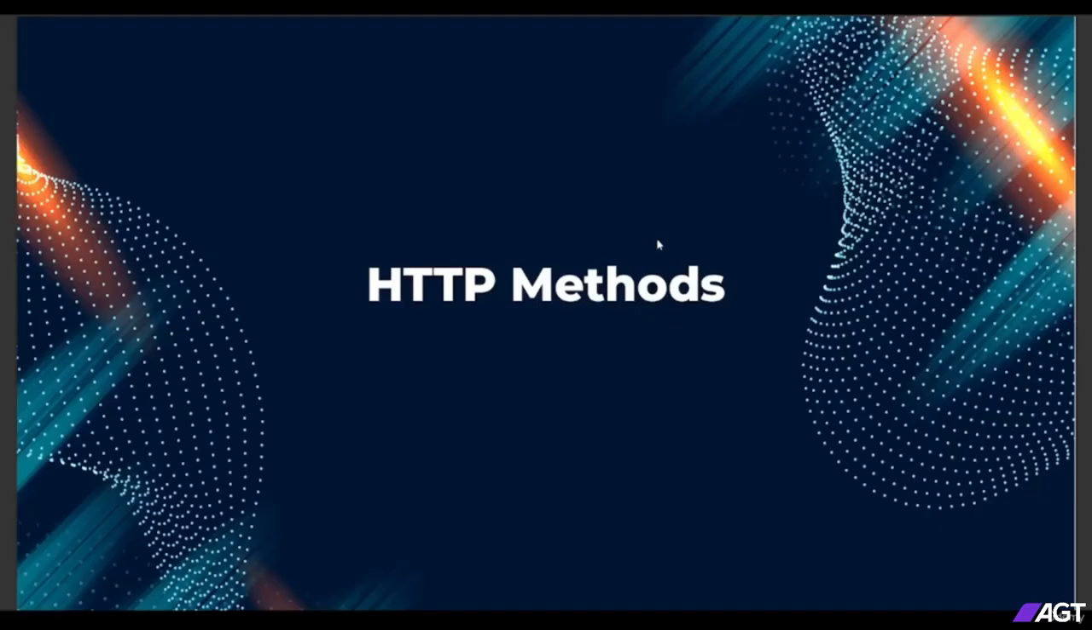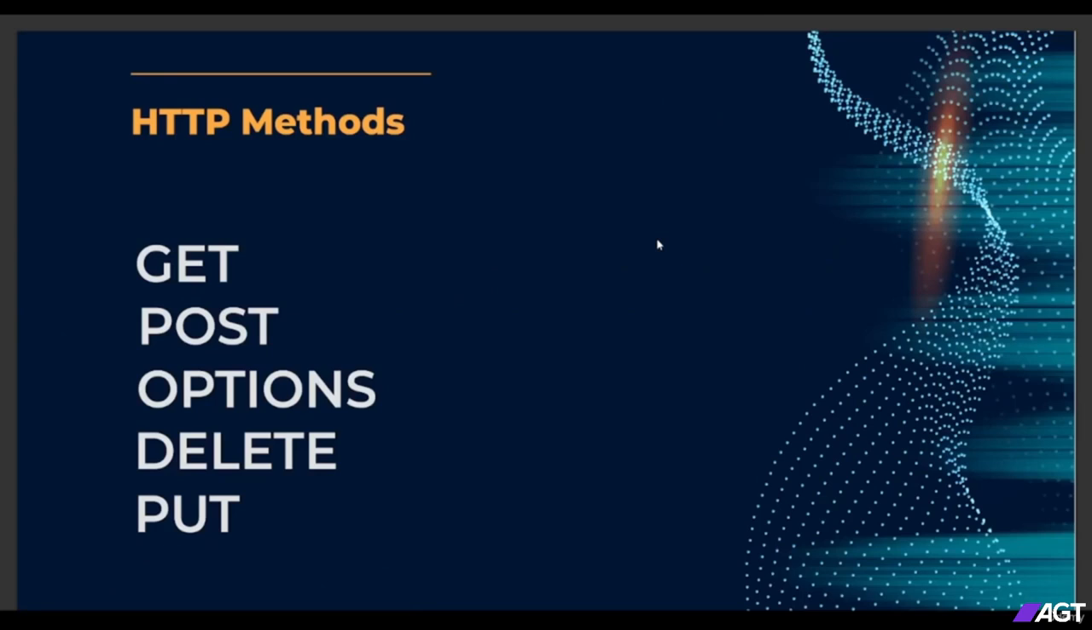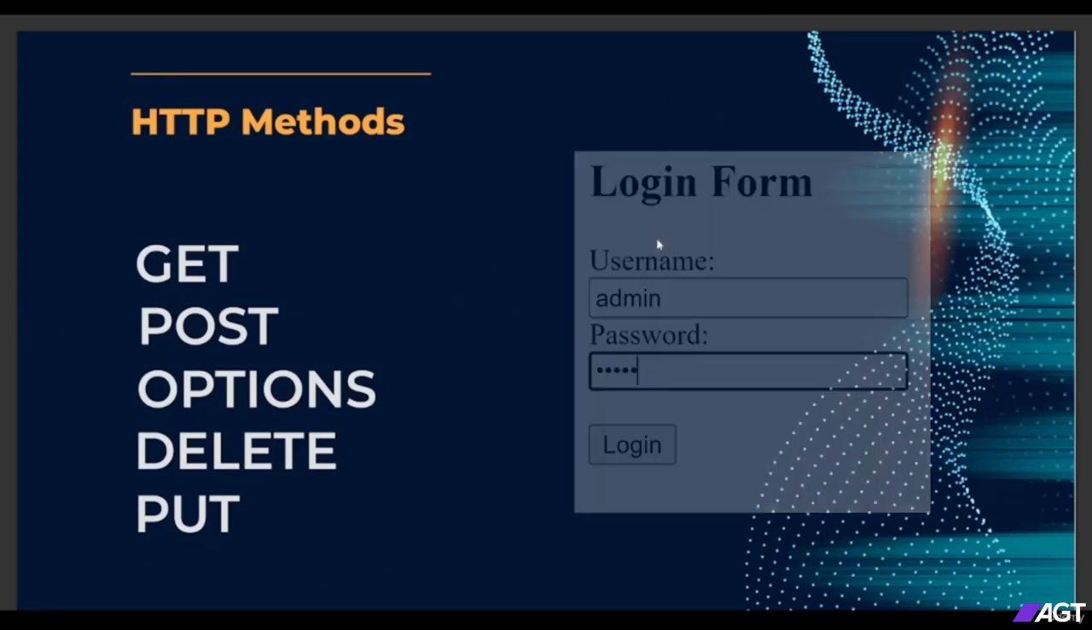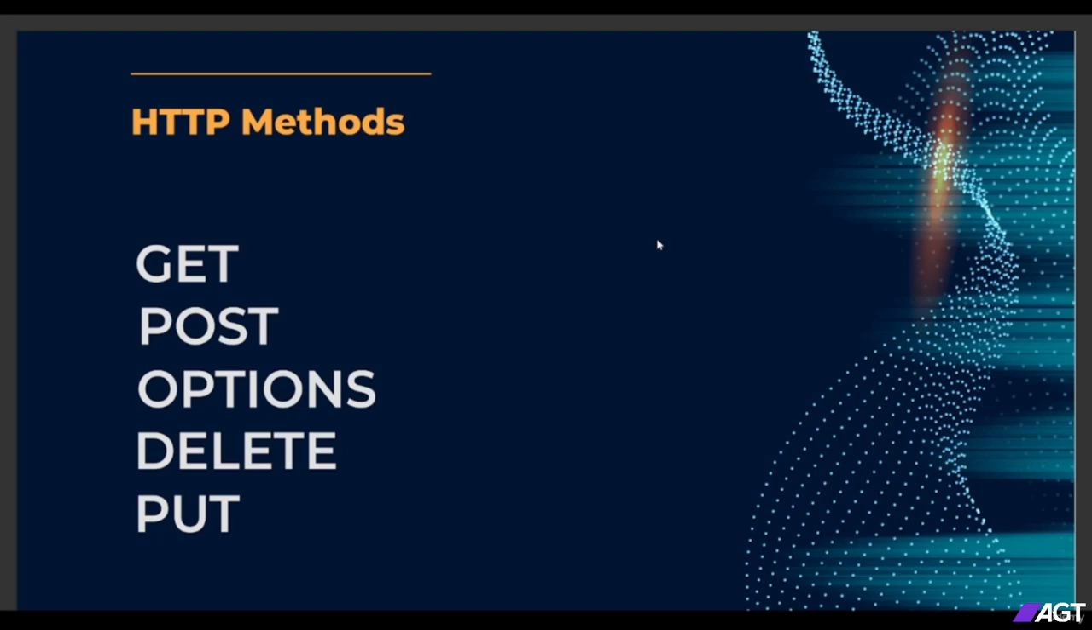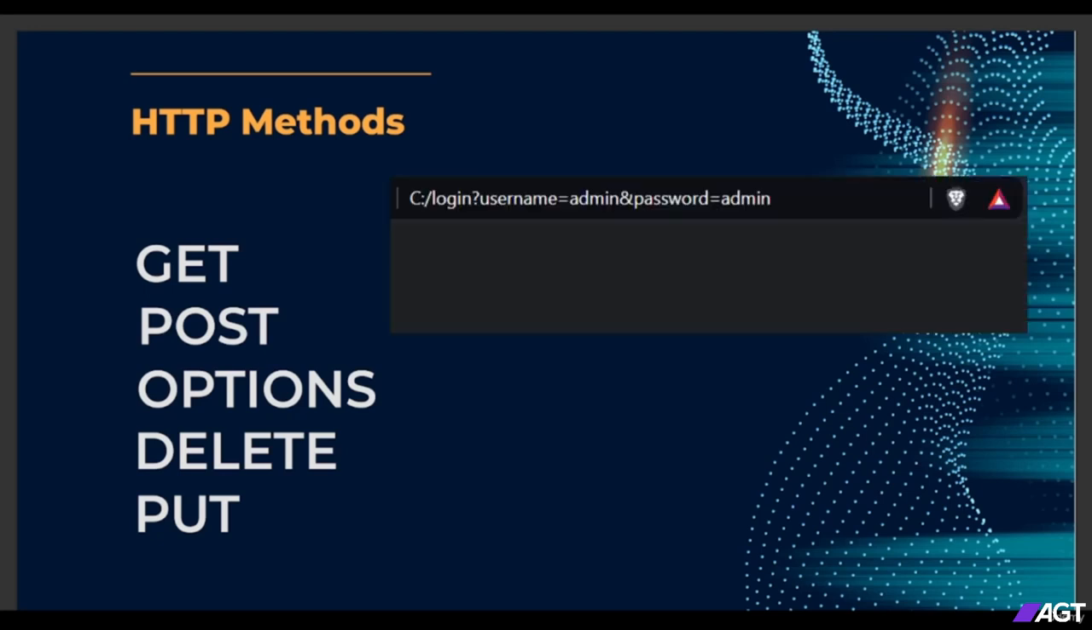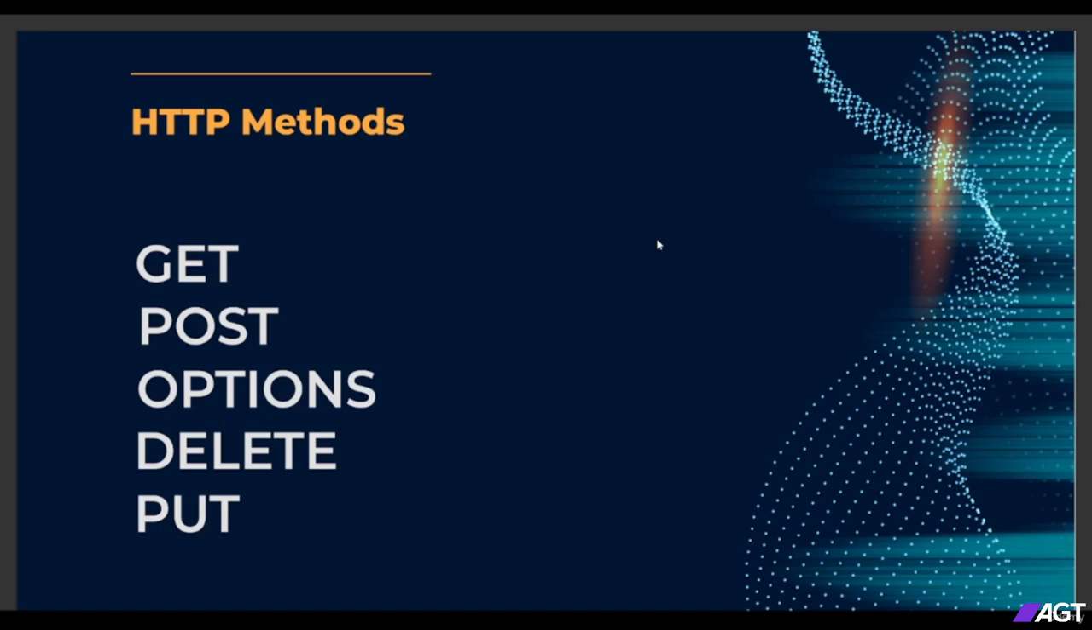In this lecture, you will learn about HTTP methods. We'll start with the GET method. Imagine you're using a login form on a website. With the GET method, when you enter your username and password and hit submit, those details are shown right in the website address. This isn't good for security because anyone snooping around, especially on a shared network, can see your login details.